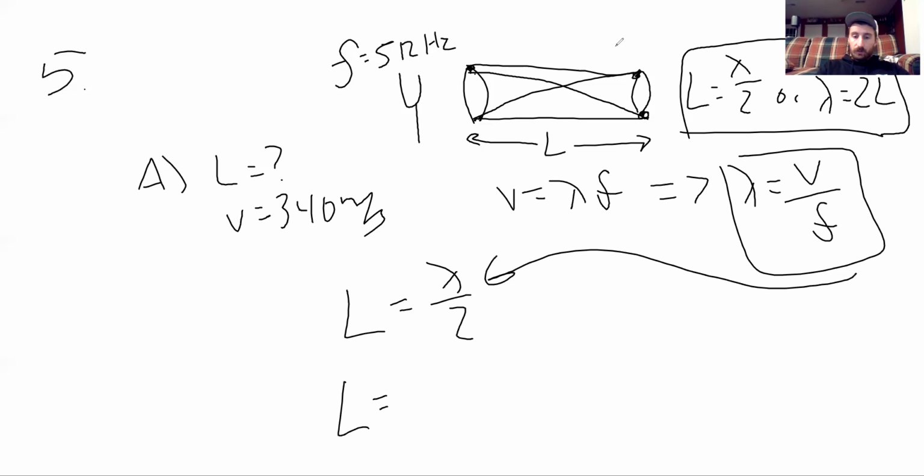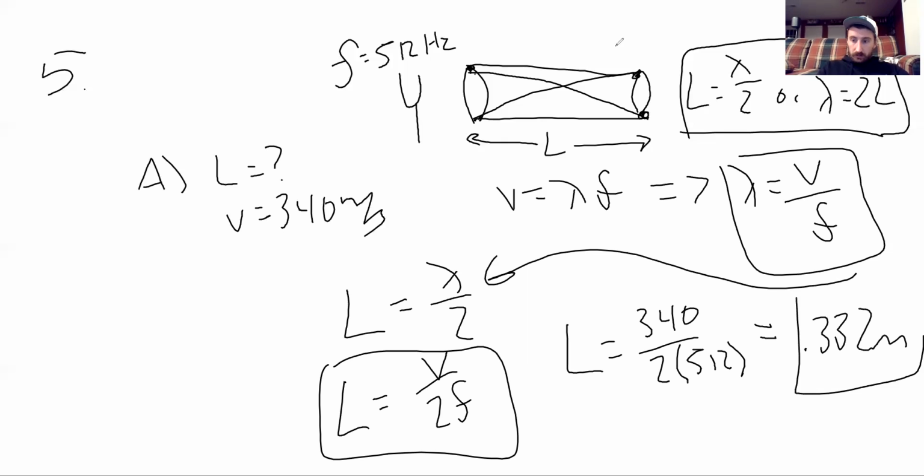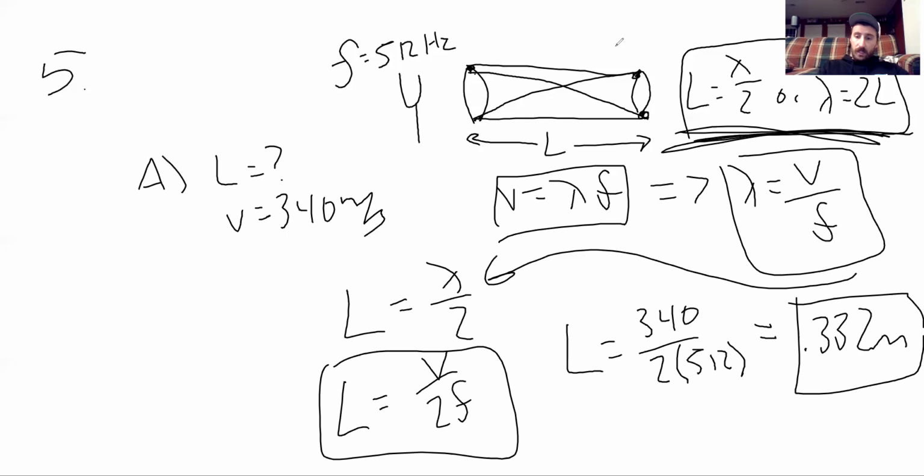So I get length equals V over 2f. Go ahead, solve. Length is what I'm looking for. V is, what is it, 340? Frequency is 512. When you do that, you get 0.332 meters. Again, pretty easy, pretty straightforward. You just got to remember antinode to antinode allows you to make this equation. You need to remember this equation here, plug in, solve, and then plug in your numbers. All right.